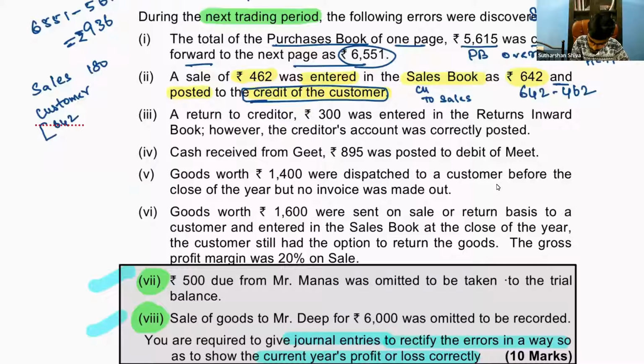So here we will continue. The customer account, customer to sales is an entry. What is the correct entry? 462 is the correct entry. So I will first record 462 as a correct entry. Actually, it should be debit. What they have done is credited.